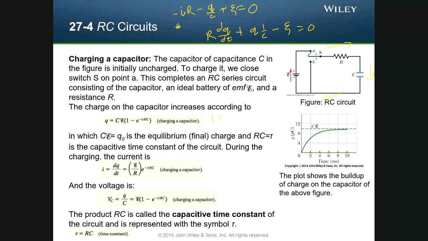Plug in t equals 0 and tell me what you get. What does q equal at t equals 0? For the one right next to it. This one. What is q? We're just looking at q right now. Are you sure?